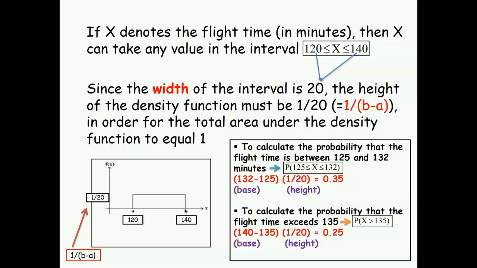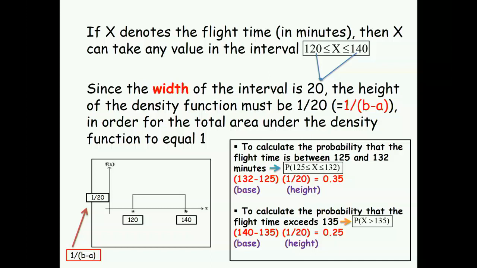So 1 divided by 20, this is the minimum arrival time, this is the maximum arrival time. We have all this information. Let us call this one height and this one base. So always for uniform distribution, height times base. This is the height: 1 divided by the difference. The base would be given by the question.